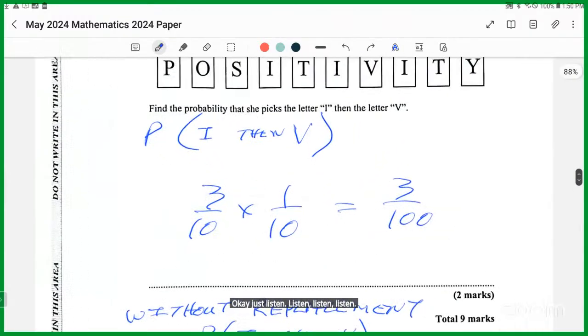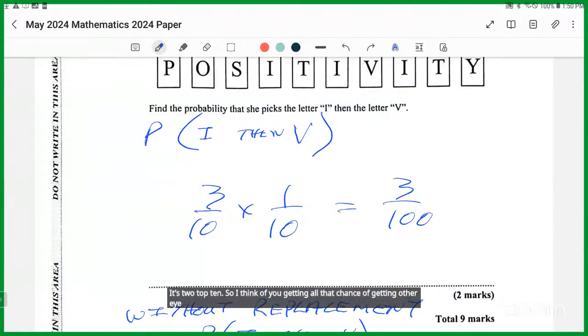Let's go again. So we want to get that I on the first try. The probable chance of getting out that I is 3 out of 10. There are 3 I's in the bag, and the chance of getting out 1 is 3 out of 10.